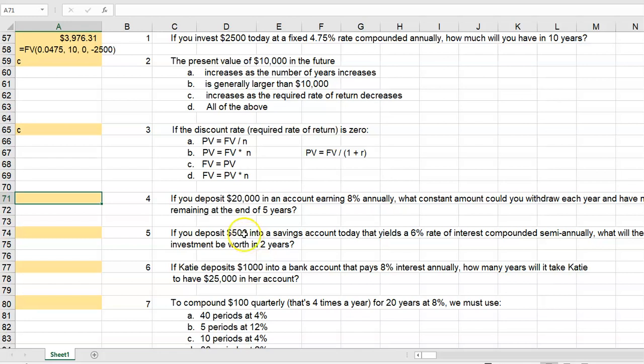All right, let's try this one. If you deposit, make that highlighted so you can find it. If you deposit $20,000 in an account earning 8% annually, annual again, all right, so I don't have to worry about those stinking number of period things. What constant amount could you withdraw each year and have nothing remaining at the end of 5 years? How much could I withdraw each year? Well, that sounds like a payment problem to me.